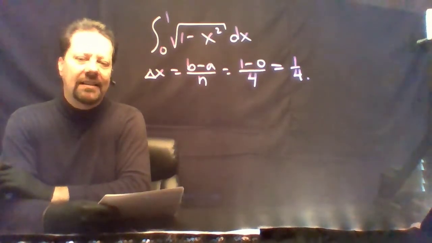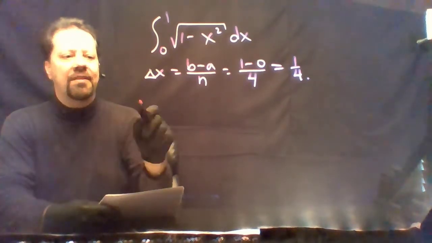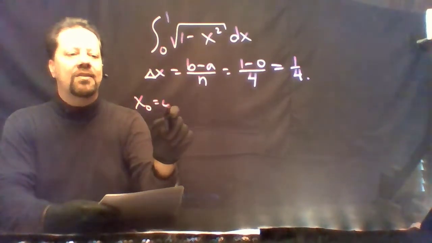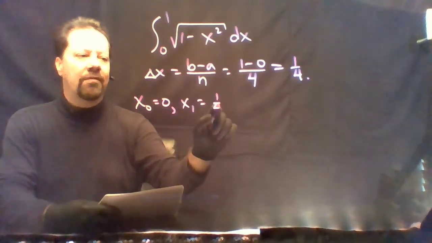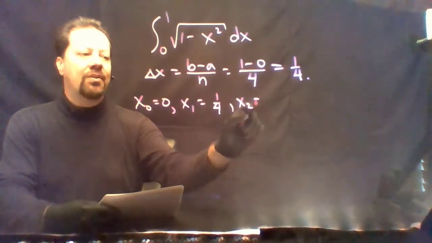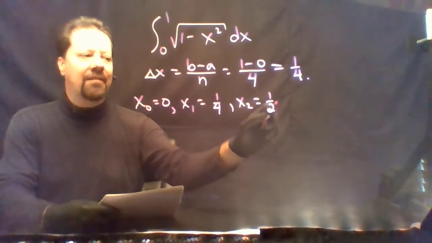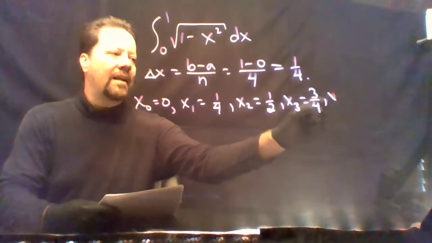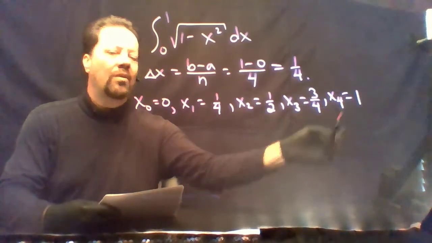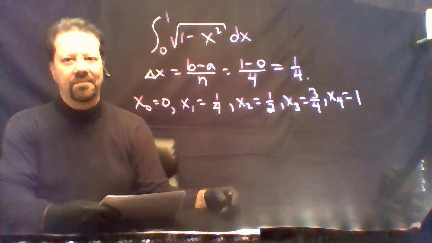After calculating delta x, you should calculate the elements of the partition. x0 is the left-hand endpoint. x1 is 1/4. x2 is 2/4, or 1/2. x3 will be 3/4, and x4 will be the right-hand endpoint 1.